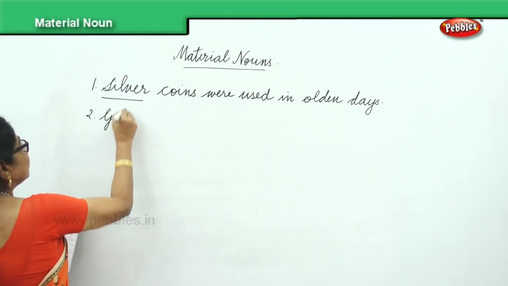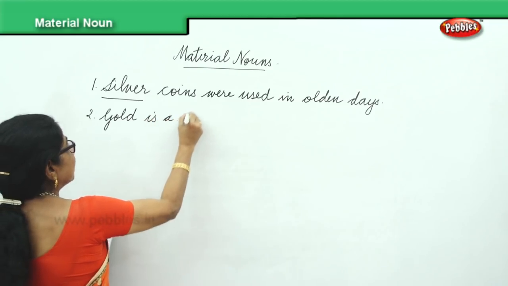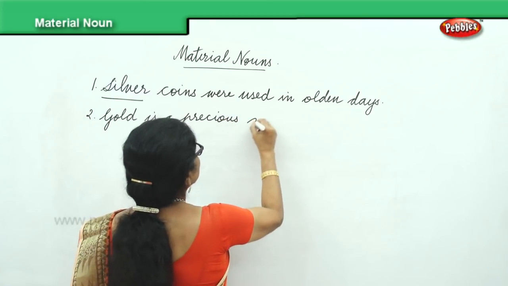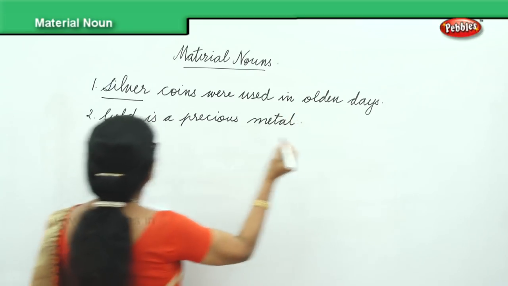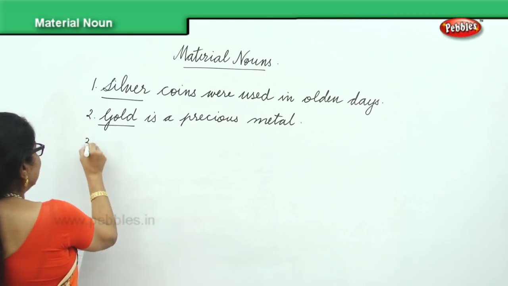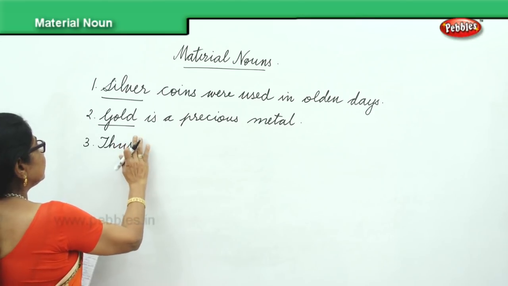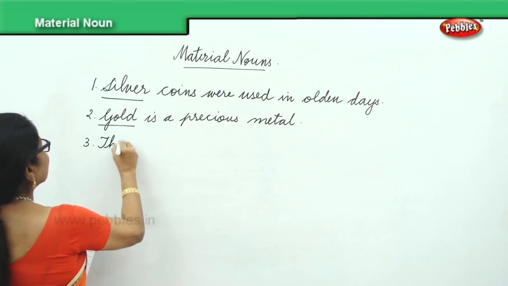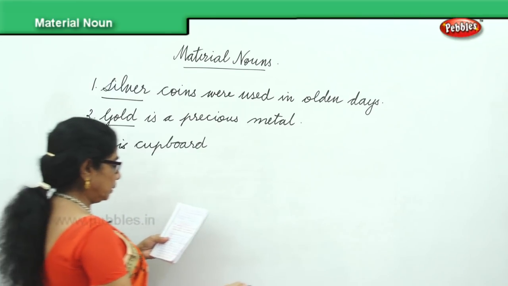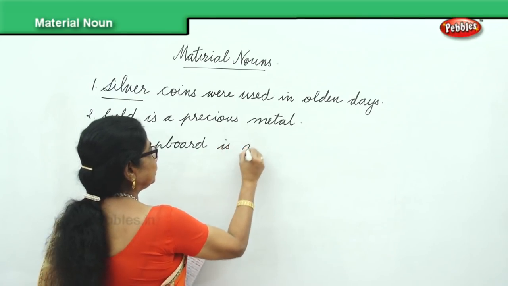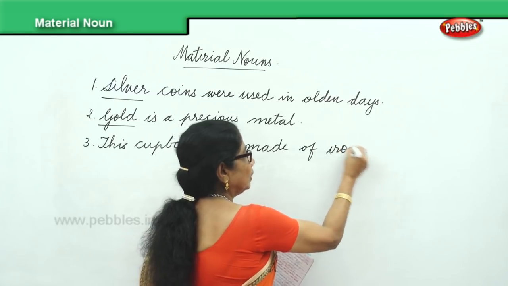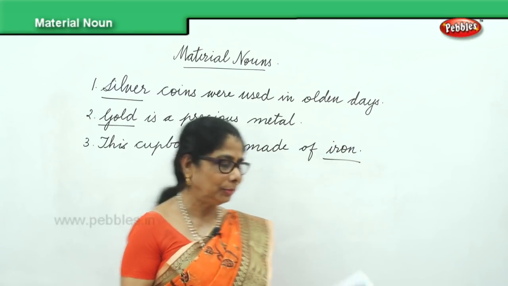Gold. Gold is a precious metal. Gold, naturally. Gold is a material noun. That's it. This cupboard is made of iron. Then you say iron is a material noun. That's it.